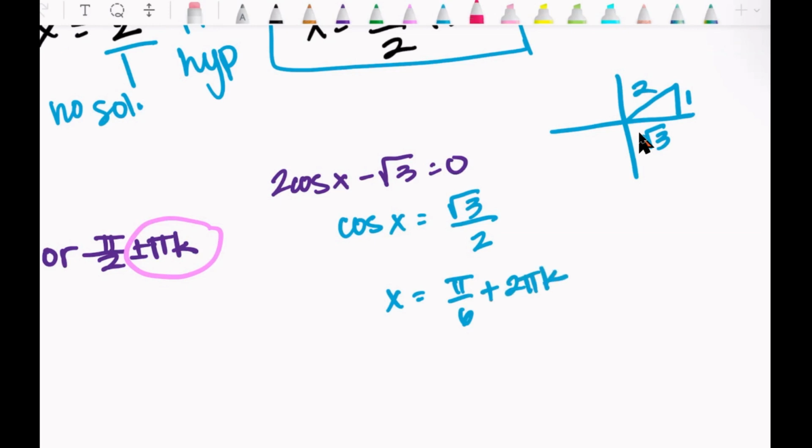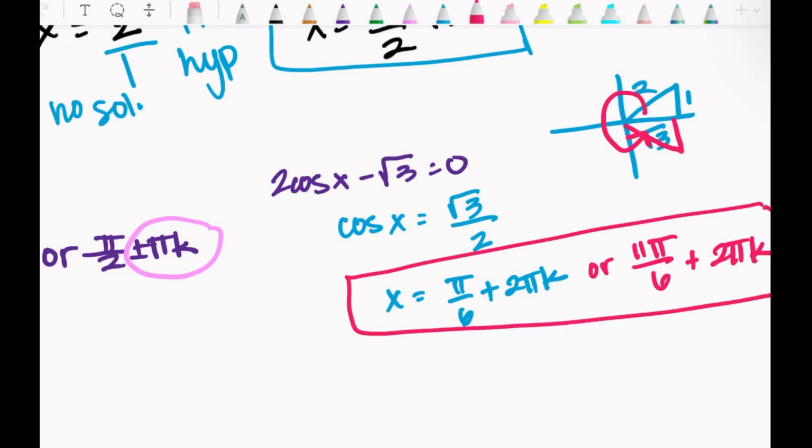And where's my second solution? Where else is cosine positive? Cosine is also positive in the fourth quadrant. So it's going to look like that. So my answer is 11 pi over 6, or 11 pi over 6 plus 2 pi k. So here's my answer. So when you're doing these problems, your job is to find the answer, find out where else cosine is positive, like in this case, and then add a bunch of circles to it.